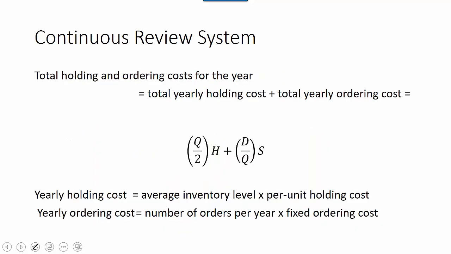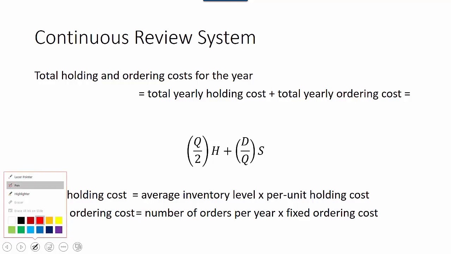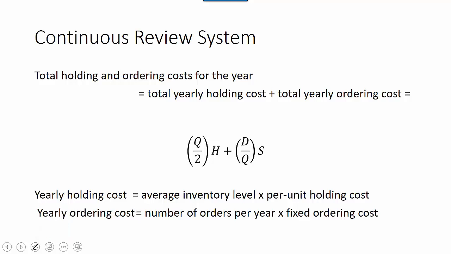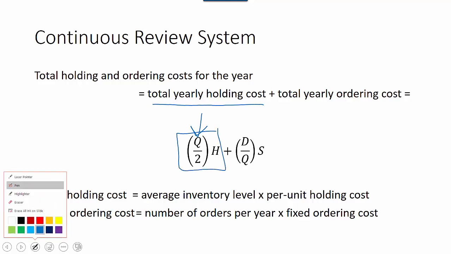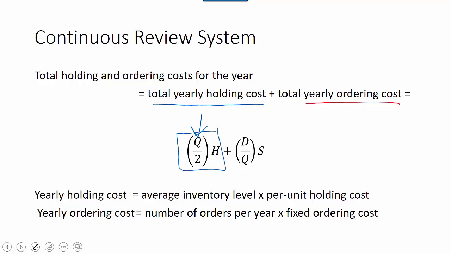In order to figure out how much we're going to order, we're going to look at our holding costs and our setup costs on an annual basis. So the total yearly holding costs: if we look at that number, our holding cost is Q divided by 2 times H. It's this whole portion here. And then our setup costs, or our ordering costs, are this portion of the equation here.